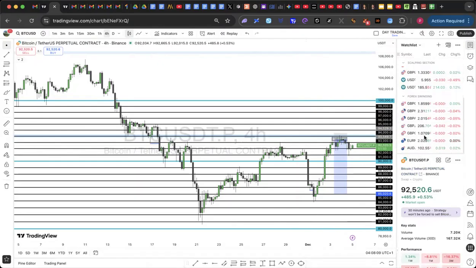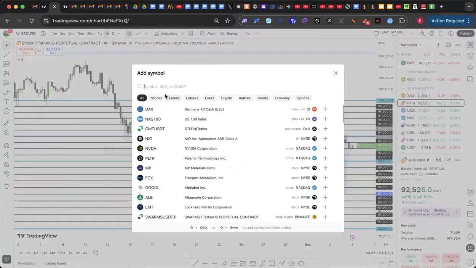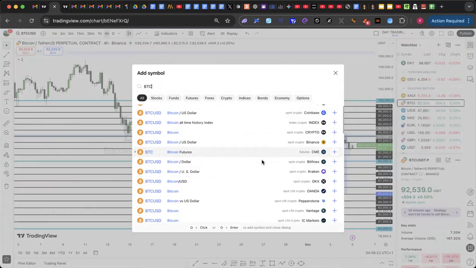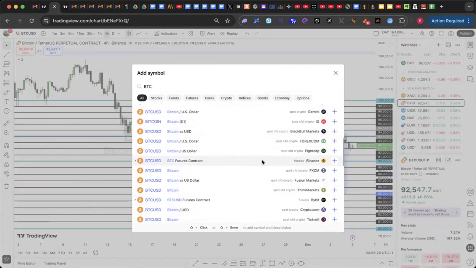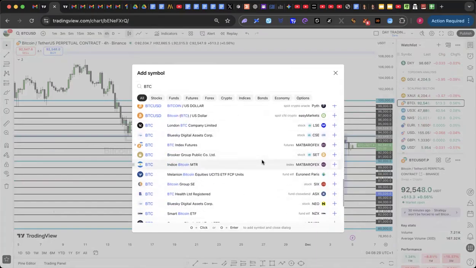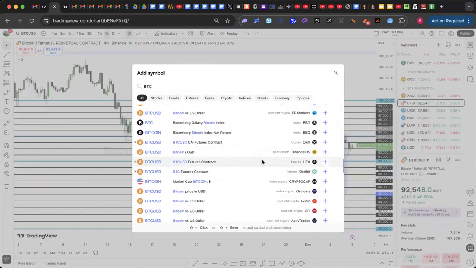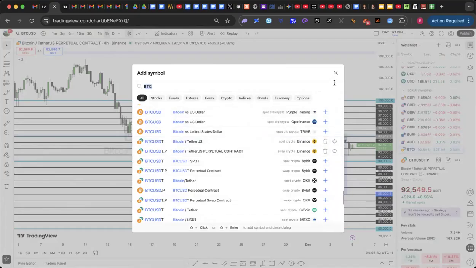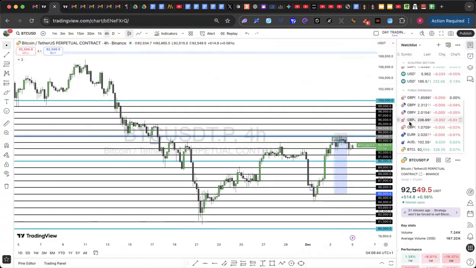I'm going to add Bitcoin. If you look at this Bitcoin, I think it's on Binance. So I go to plus and type BTC. Let's scroll. The BTC that is here, I'm sure it's going to be Binance, Binance Tether. Just to know, it's a Binance contract, so I'm going to add Binance Tether. It's going to give you different environments.